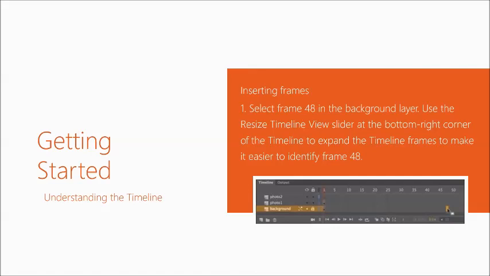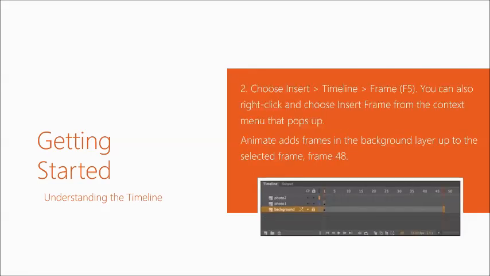Now for inserting frames, select frame 48 in the background layer. Use the Resize Timeline View slider at the bottom right corner of the timeline to expand the timeline frames to make it easier to identify frame 48. Choose Insert, Timeline, Frame, or F5. You can also right-click and choose Insert Frame from the context menu that pops up. Animate adds frames in the background layer up to the selected frame, which is frame 48.